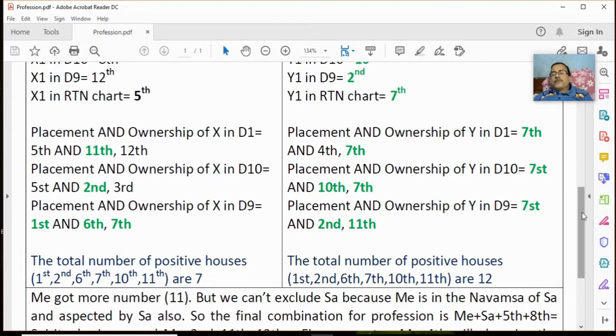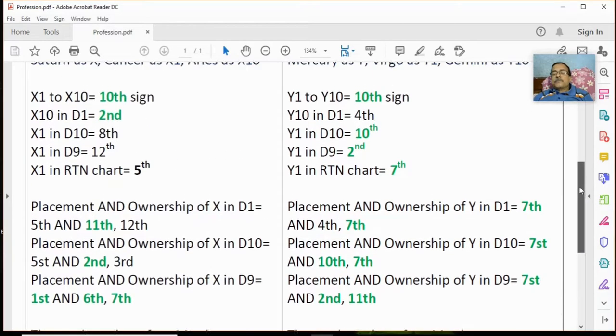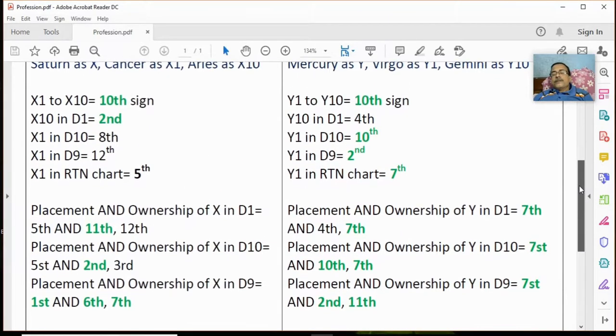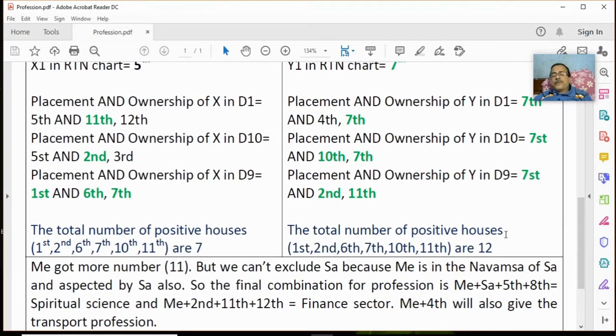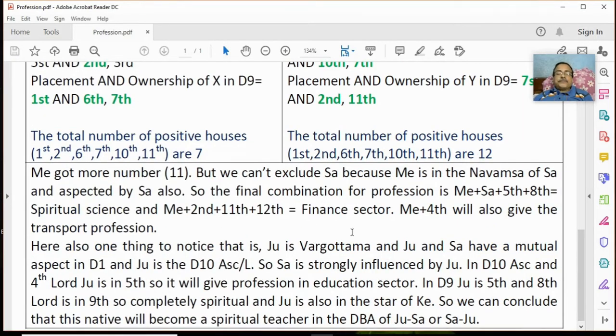The positive houses for profession are marked with the green color. The total number of positive houses for Mercury are 12. We can easily see here Saturn got 7 points and Mercury got 12 points. That's why Mercury is the profession giving planet for this native. We can consider this. Mercury got the 12th point.